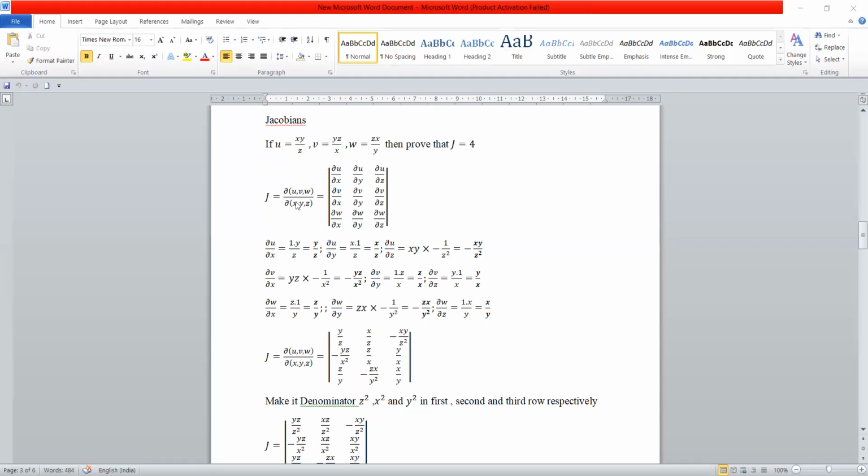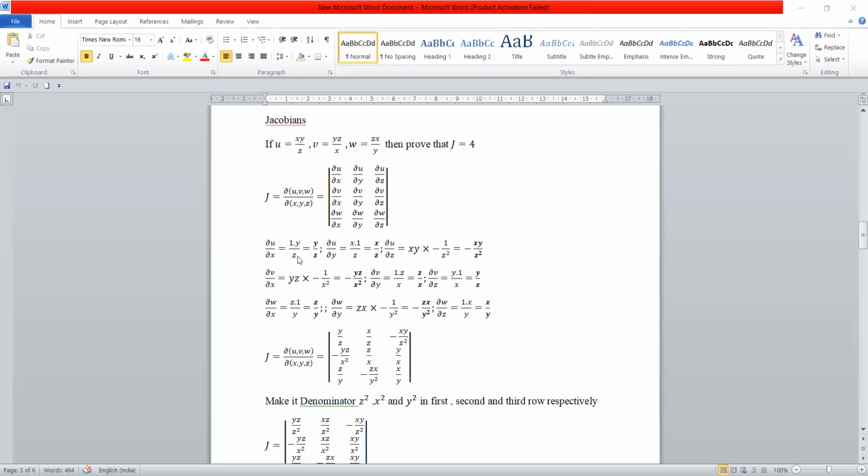So how are you going to define this? Determinant of del u by del x, del u by del y, del u by del z. So these are in the first row. Del v by del x, del v by del y, del v by del z. These are in the second row. Del w by del x, del w by del y, del w by del z. These are in the third row. According to the requirement, we are finding u with respect to x, y, z, v with respect to x, y, z, w with respect to x, y, z.